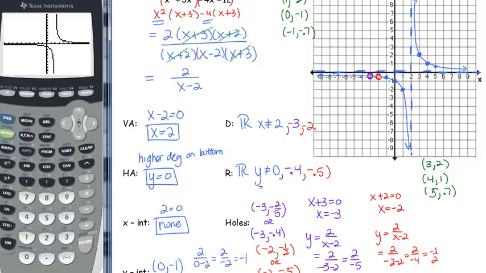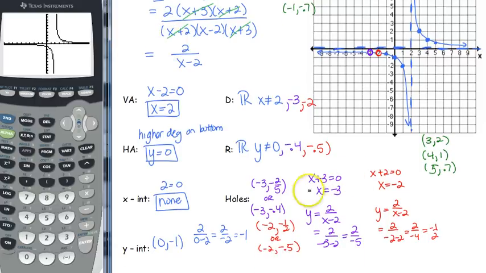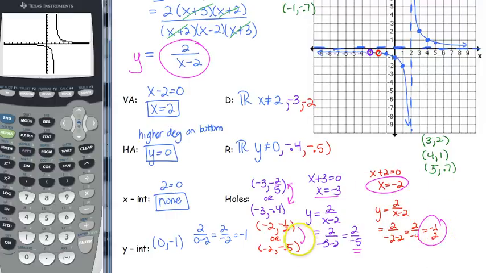Now we have to go on to those holes. We had canceled out x plus 3's and x plus 2's. So we take that x plus 3, set it equal to 0, giving us an x coordinate of negative 3. We plugged the negative 3 into the new equation that we had found, and we found a y value of negative 2/5. So either one of these are acceptable, whether you leave it as fractions or decimals. Then we had x plus 2 cancel. So we've got x is negative 2. We plugged that back in to find that y was negative 1/2. Again, either one of those two could be correct.